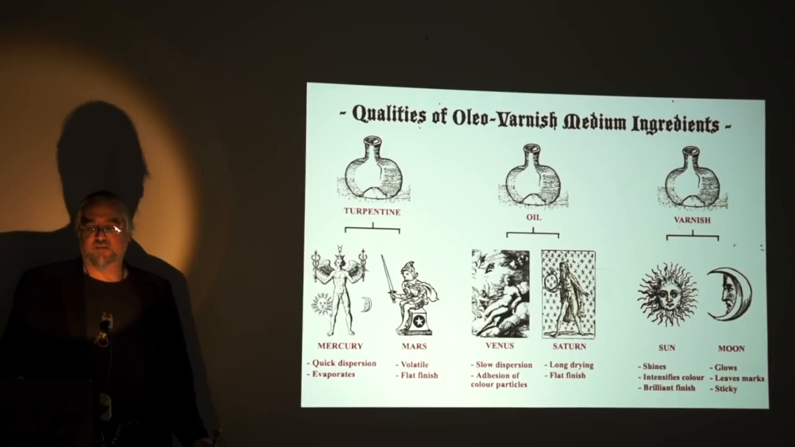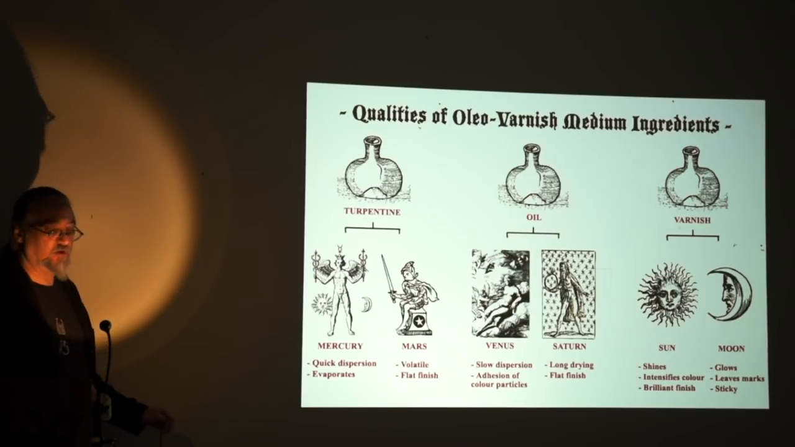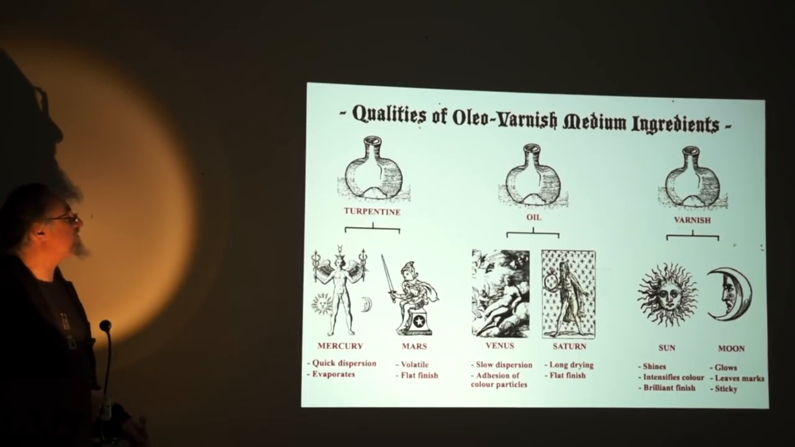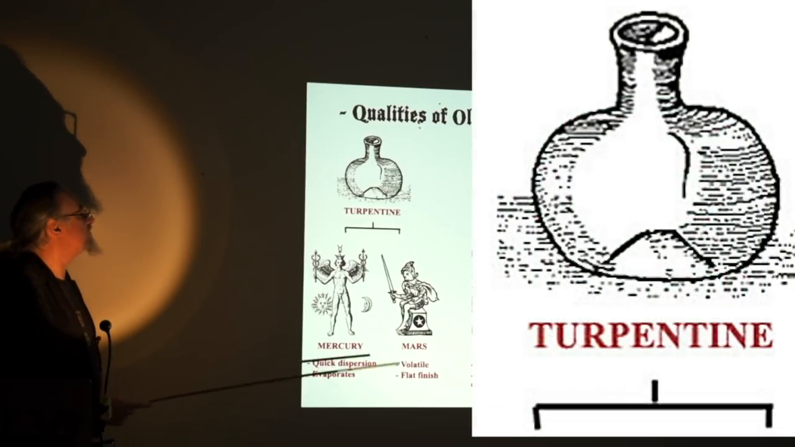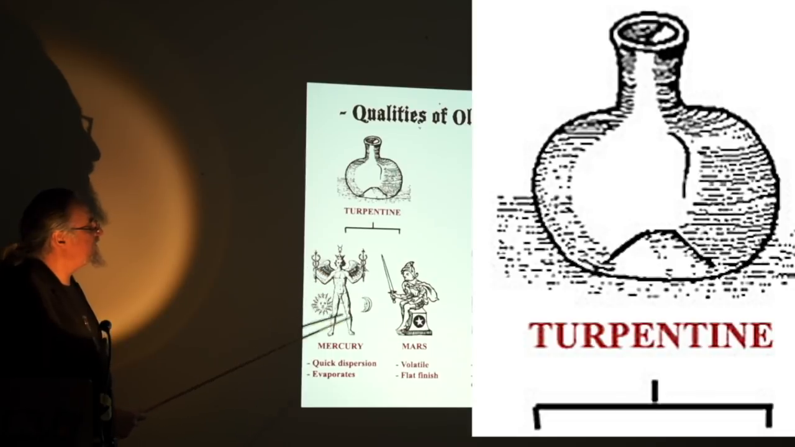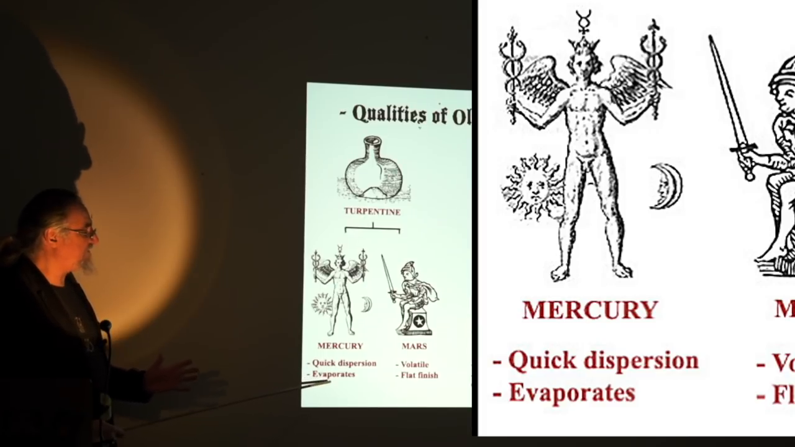I would like to conclude this talk by discussing the different qualities of each of these, turpentine, oil, and varnish, so you understand better why we would mix each of these to create one medium. And to describe them, I would like to use the planets and the qualities of the planets, beginning with turpentine. If you were to paint with turpentine by itself, you would find that the color would move very quickly because the turpentine has this quality of creating a quick dispersion. And in fact, it does not bind. It creates separations in the binder, so we allow it to move more quickly. And once it does that, it evaporates.